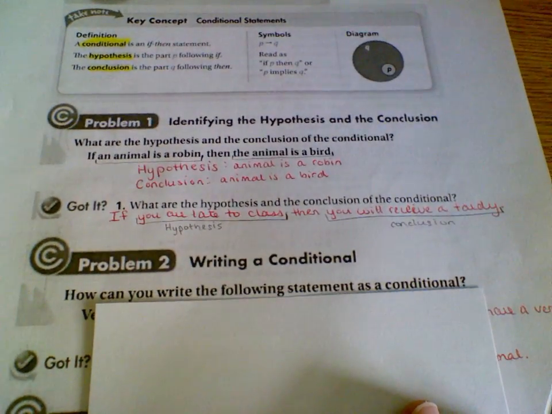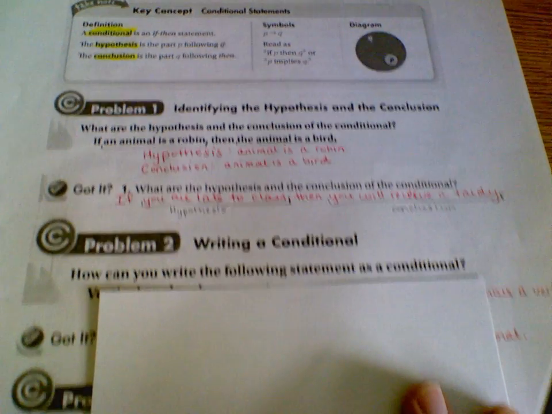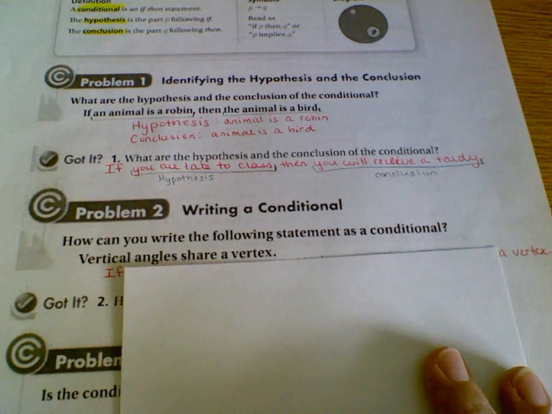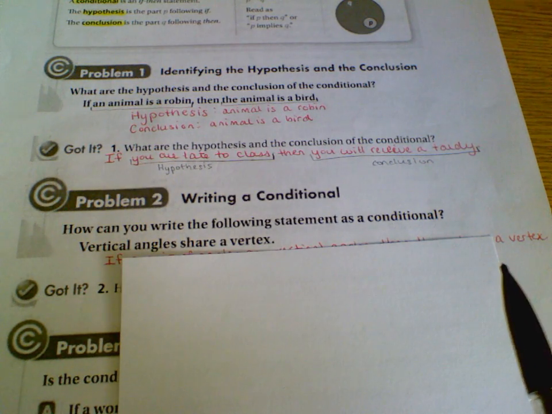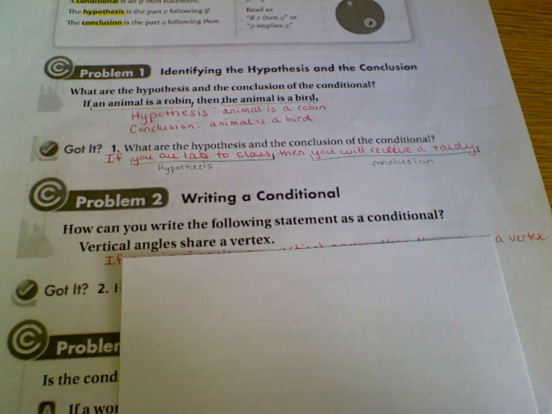Alright, next piece. How do I write a conditional? So suppose they give me a statement. Vertical angles share a vertex. I need to write that as a conditional statement. So that means I need to put the words if and then in there. Now, we could just do if vertical angles then share a vertex, right? That would be most logical. But that doesn't sound grammatically correct.